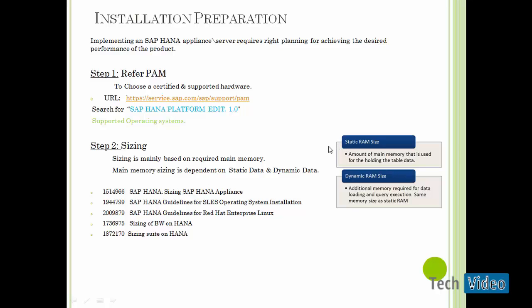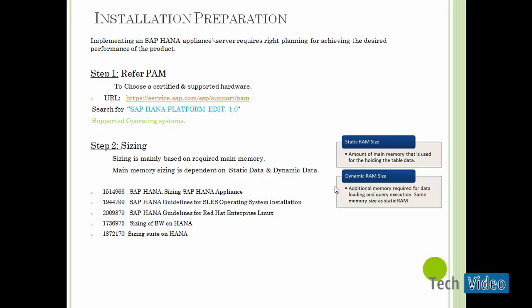So by static we mean that the size of RAM, that is amount of main memory that is used for holding the table data, these are static in nature. No doubt the changes are done on these data, but they are the table structure data. Coming to dynamic data, which is the dynamic RAM size, this is the additional memory required for data loading and query execution. And this by design is measured as equal to static RAM size requirement.